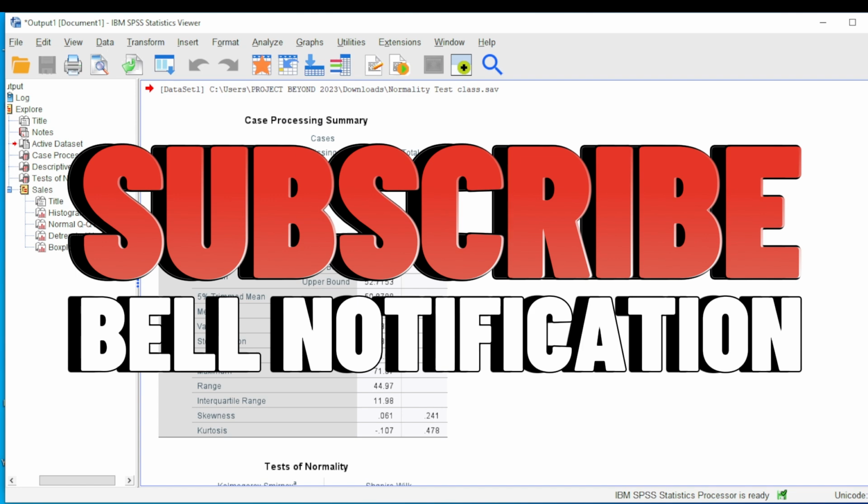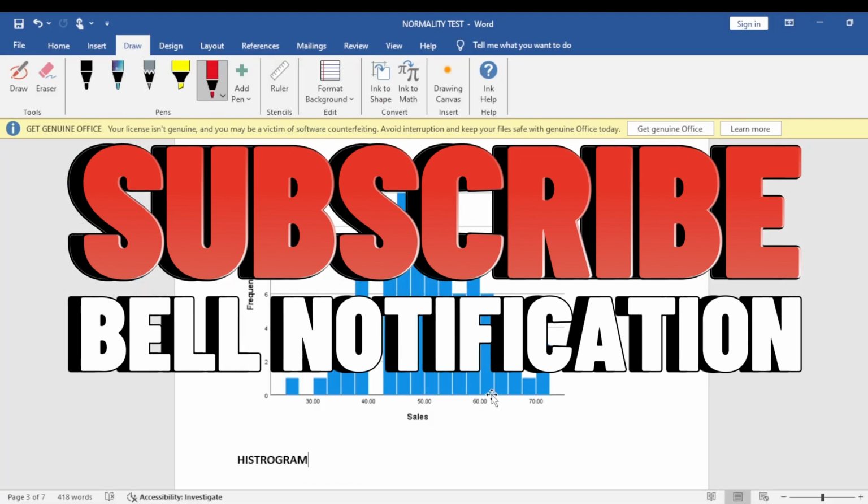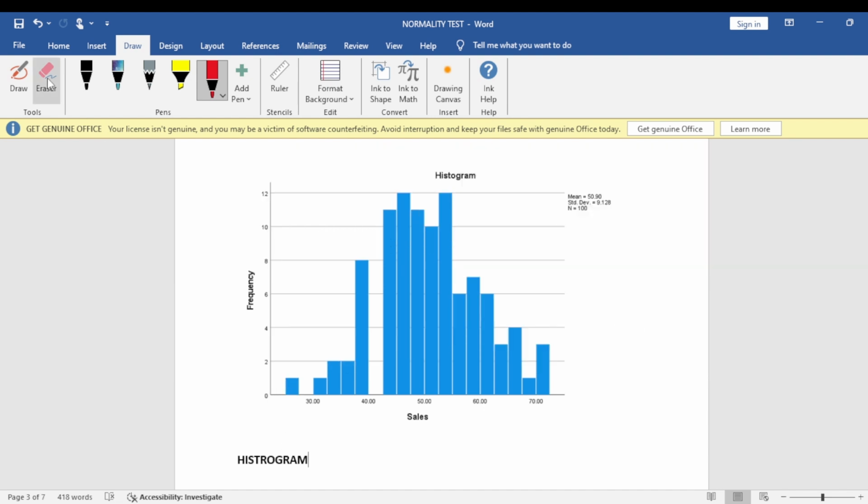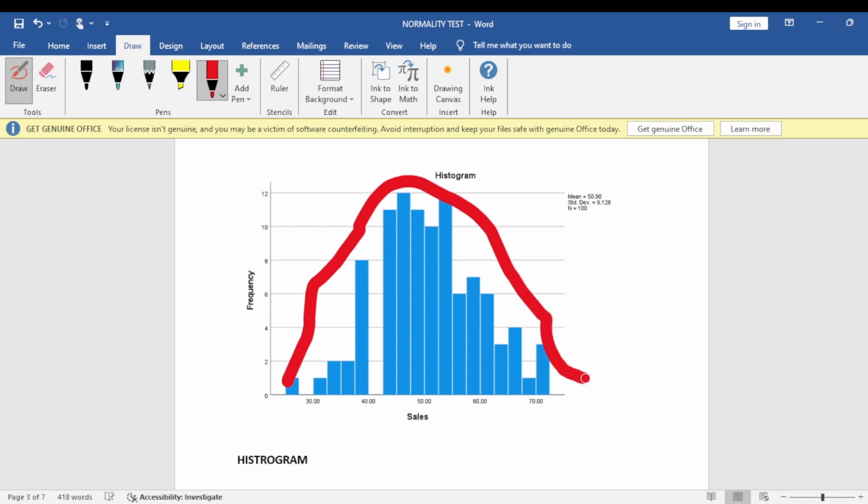Follow me to Microsoft Word. Let me explain the results. If you look at this histogram, the output looks like a normal distribution, like a bell shape. Look at it. It's a bell shape distribution. It's what is called a bell shape histogram. You know that your data may be normally distributed.